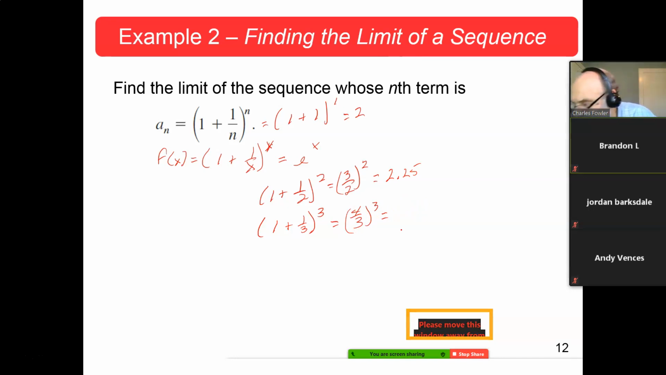Okay, I can't do that one in my head, so let me get my calculator. Okay, 4 divided by 3 equals 4/3. I gotta go to my mode and raise that, and just cube it. There's a cube key. And that's going to be approximately 2.37. Okay, let's do the next one. 1 plus 1/4 raised to the 4th power. That would be 1.25 raised to the 4th power. I get 2.44.